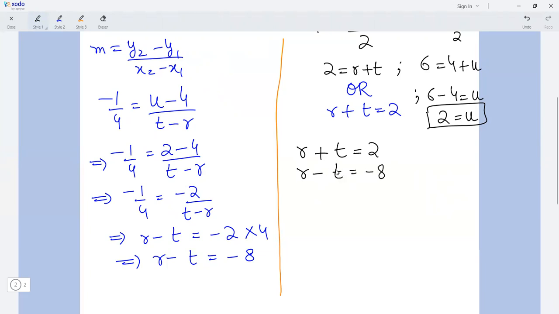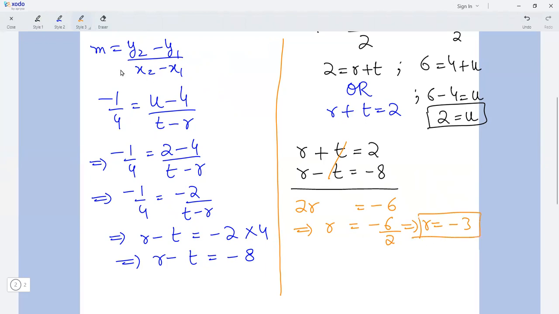Already the coefficients of t are the same but have different signs, so we can cancel them. Actually, we are adding both of the equations. After adding both equations, t minus t will be cut, so it will be 0 here. r plus r will be 2r, which equals 2 minus 8, which is negative 6. So divide by 2 on the other side: r equals negative 6 by 2. So the result will be negative 3. So r is negative 3.